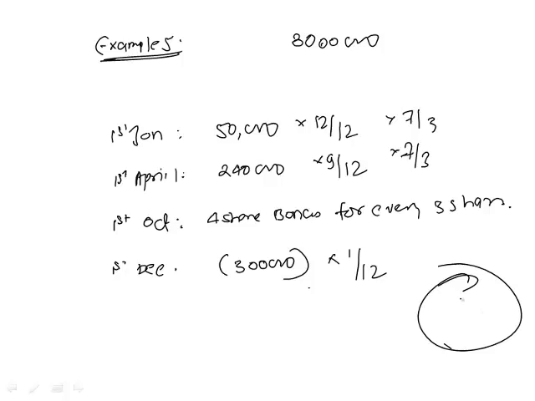EPS is 17.77. How much is the total weighted average shares? 168.8. 1,68,800.